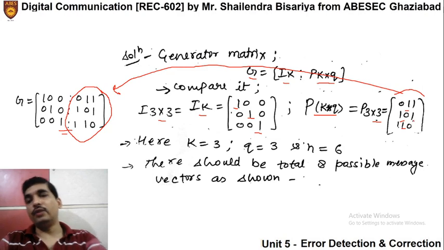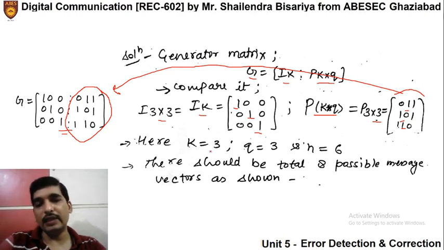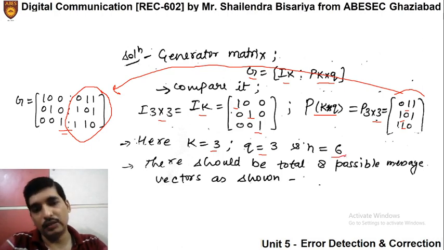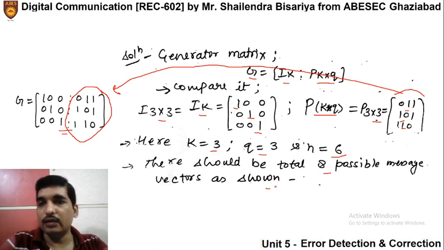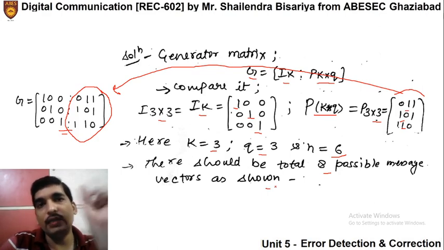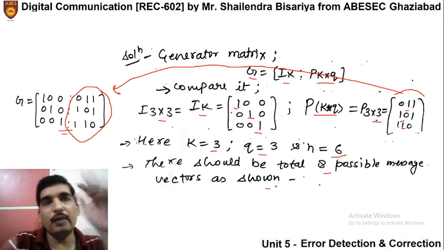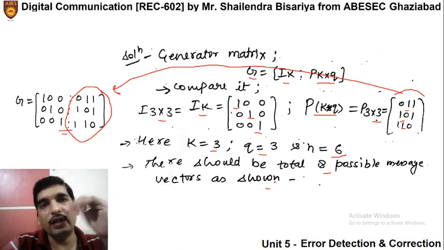To find out the code vector, we have already said that k is equal to 3, q is equal to 3, and since n is equal to 6, there should be a total of 8 possible message vectors, as we discussed. So we will find the values. How will we find them? For each case we have to calculate the value of C1, C2 and C3. So instead of calculating each time separately, we will write the expression for C1, C2, C3 in terms of M1, M2, M3, and then we can calculate it quickly.